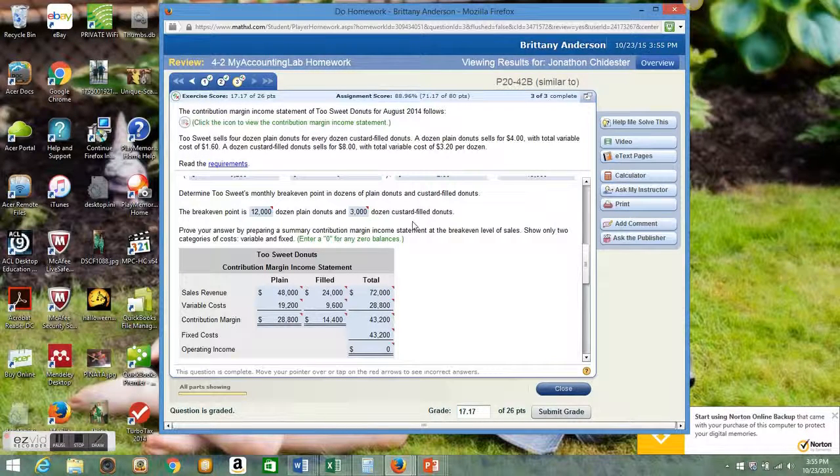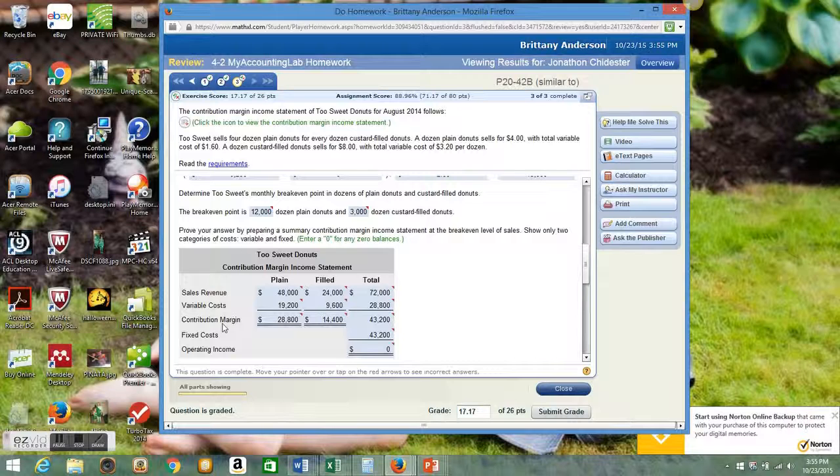And remember, break-even is that point in which we have no profit. We are breaking even. What we needed to do here was take our 12,000 dozen plain donuts and lay that in based on our sales revenue, our variable cost. So we would take 12,000 dozen plain donuts and multiply it by our sales price per dozen for those donuts. So in this case, it's $4. And that would give us the 48,000.